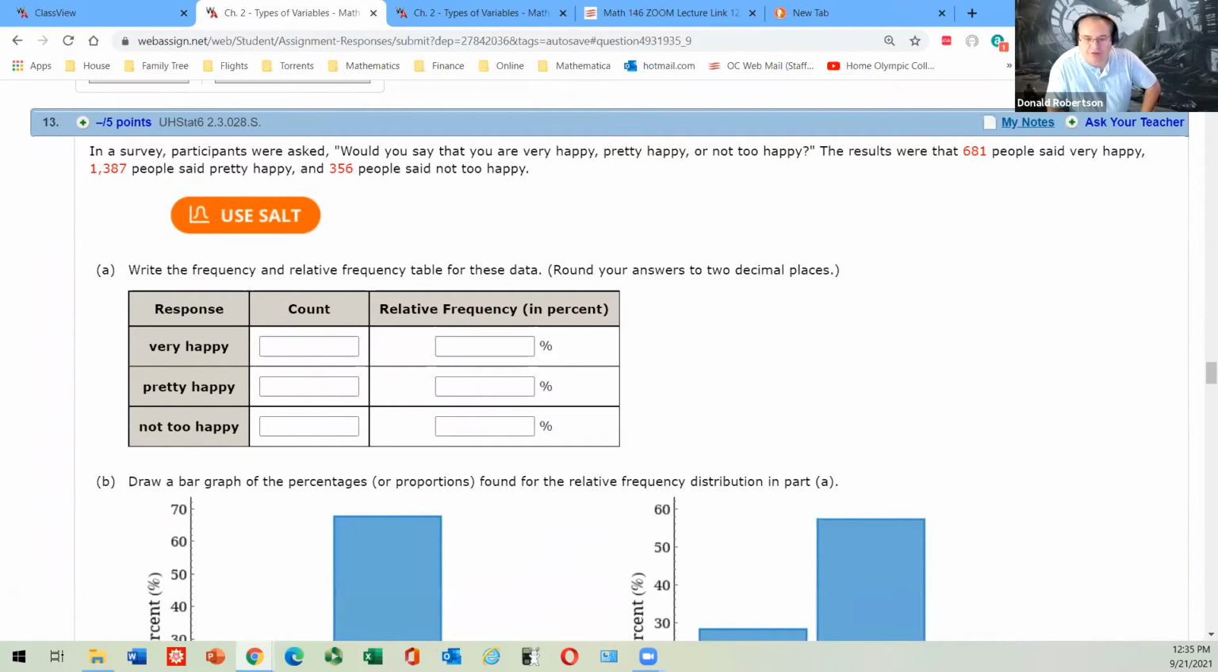Now let's look at this next question. What we have here is a survey of participants. We're asked, would you say that you are a happy person, pretty happy, or not too happy? Okay. And the results were 681 said that they were very happy. So I'm just filling in the table, 631.